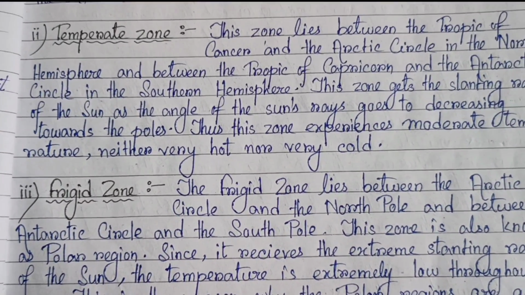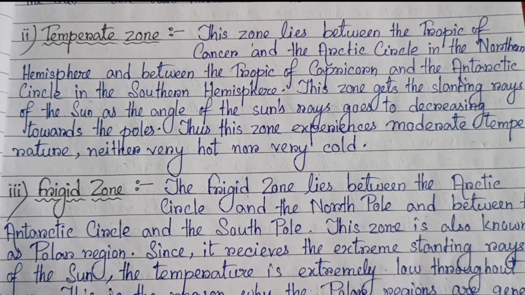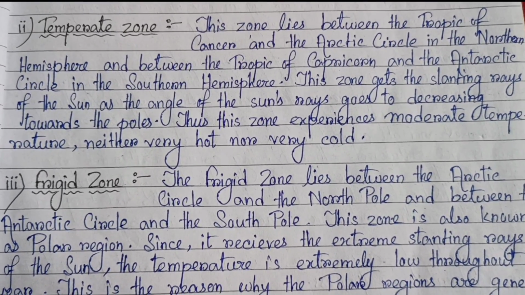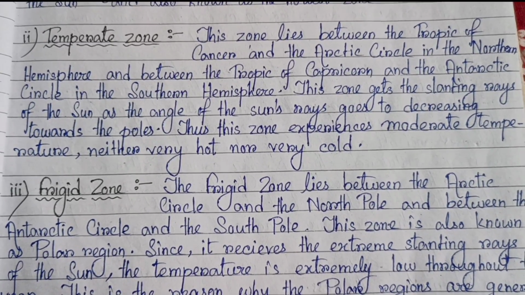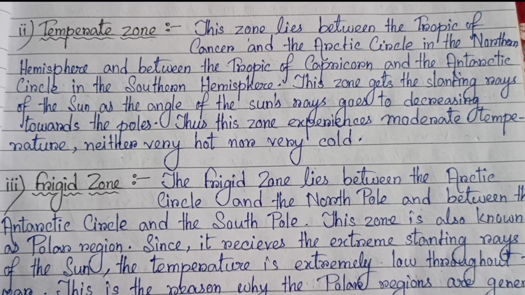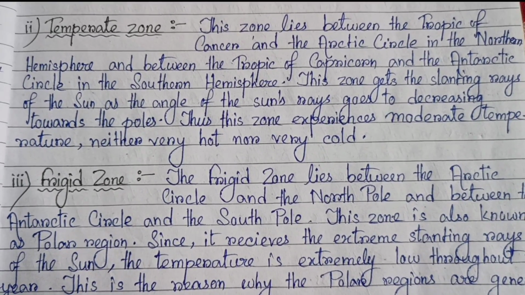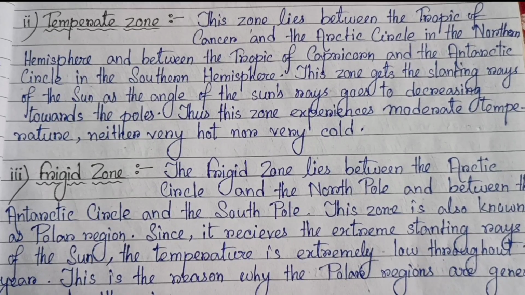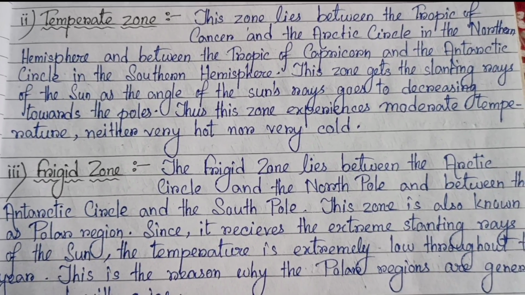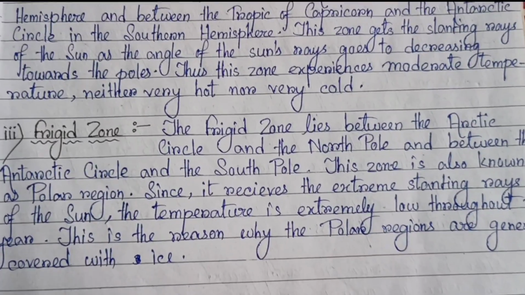Number 2, temperate zone. This zone lies between the Tropic of Cancer and the Arctic Circle in the northern hemisphere, and between the Tropic of Capricorn and the Antarctic Circle in the southern hemisphere. This zone gets the slanting rays of the sun as the angle of the sun's rays decreases towards the poles. Thus this zone experiences moderate temperature, neither very hot nor very cold.